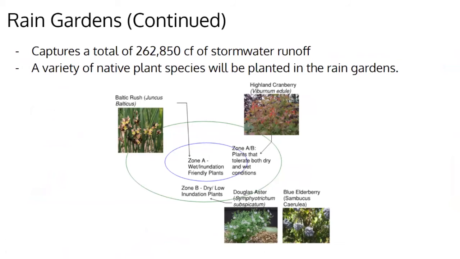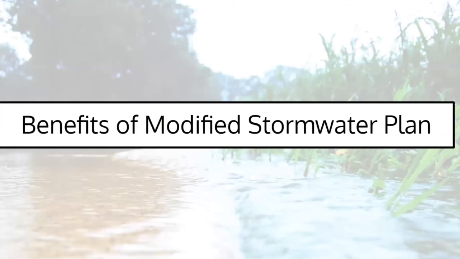The rain gardens are designed to capture a total of approximately 262,000 cubic feet of stormwater runoff. We plan to further improve the school landscape with these rain gardens by planting native species such as Douglas aster, Baltic rush, and Highland cranberry. The modified stormwater plan thus presents many benefits.